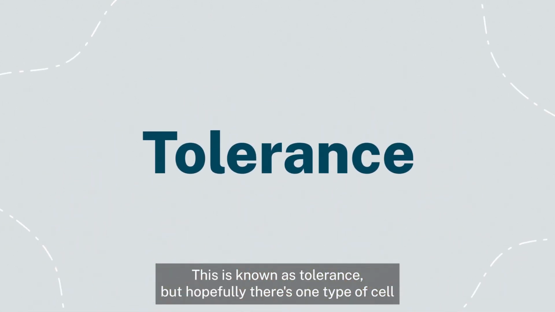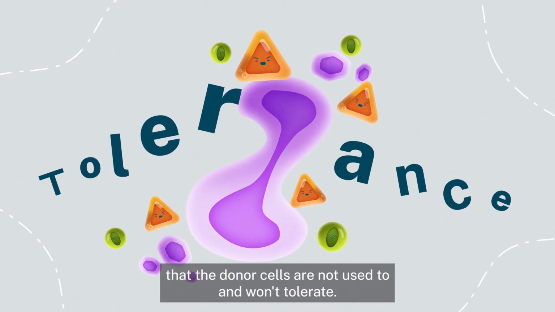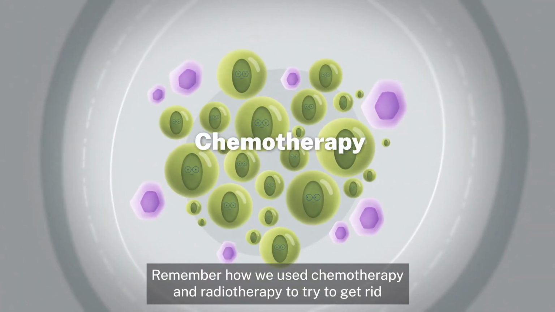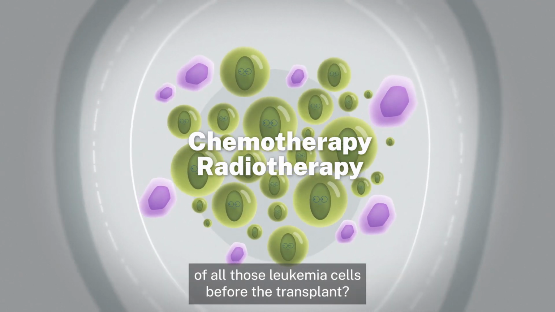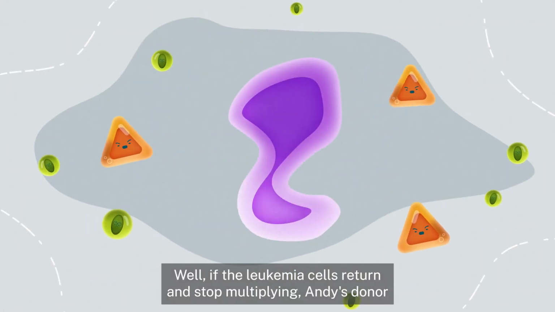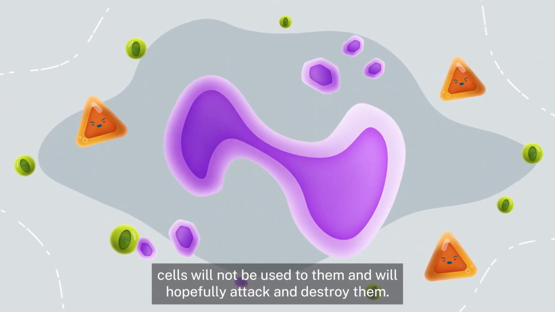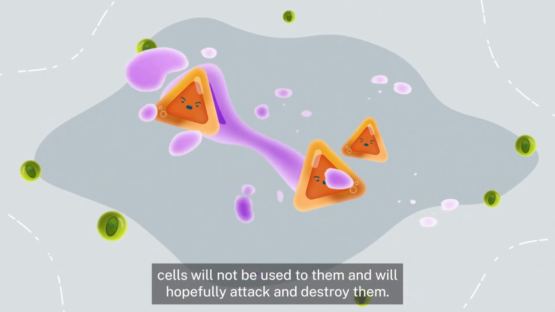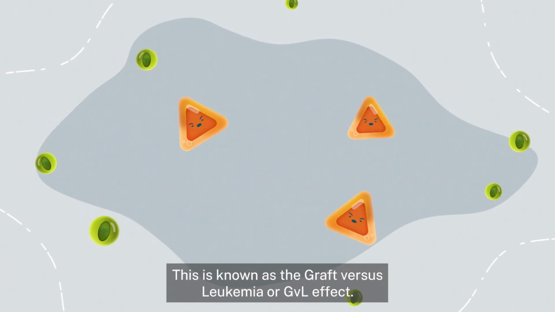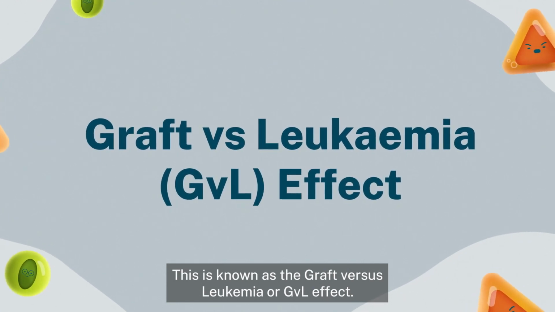But hopefully, there's one type of cell that the donor cells are not used to and won't tolerate. Remember how we used chemotherapy and radiotherapy to try to get rid of all those leukemia cells before the transplant? Well, if the leukemia cells return and start multiplying, Andy's donor cells will not be used to them and will hopefully attack and destroy them. This is known as the graft versus leukemia or GVL effect.